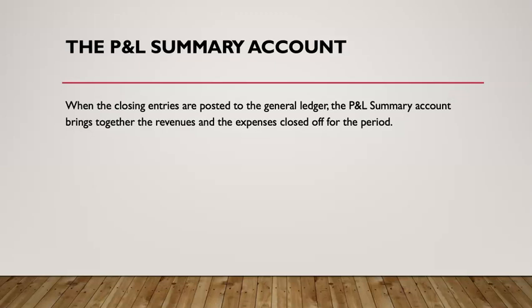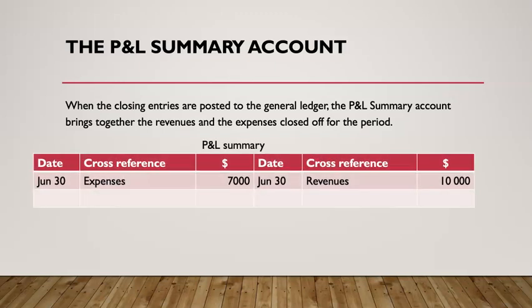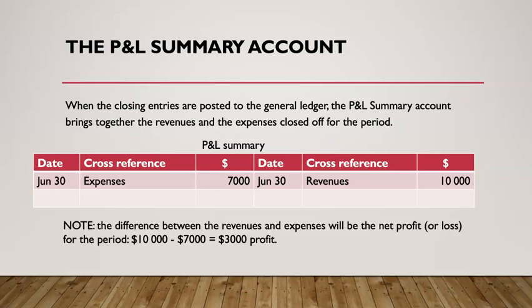We now have a P&L summary account that has the revenue and expense details there. This is our scorecard. And in this example, it would look like this. The P&L summary account, an owner's equity account, has recorded revenues of $10,000, expenses of $7,000 as our scorecard. You know that the difference between these is the $3,000 of profit.